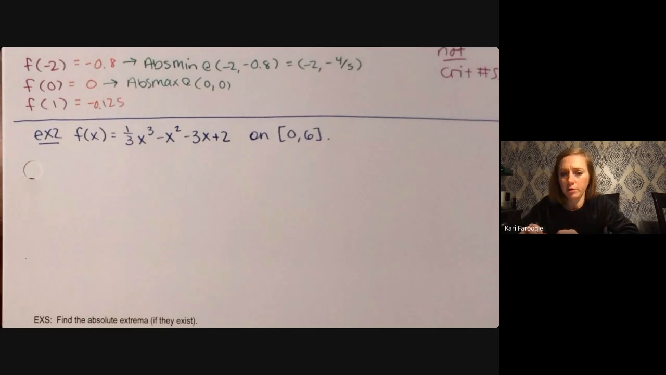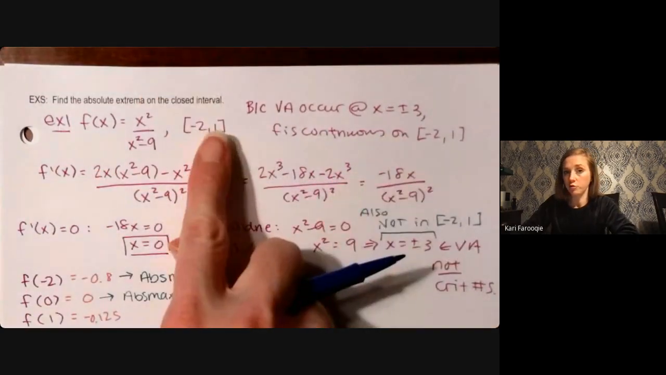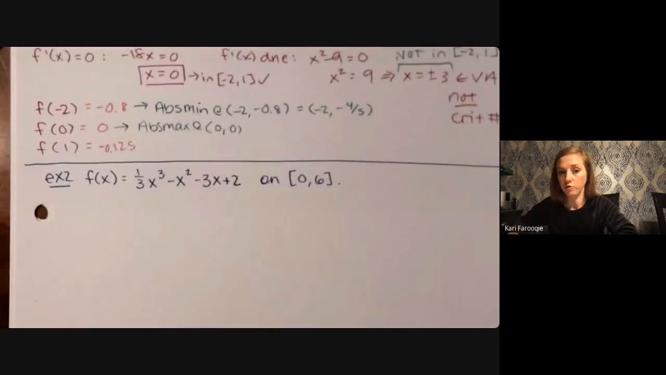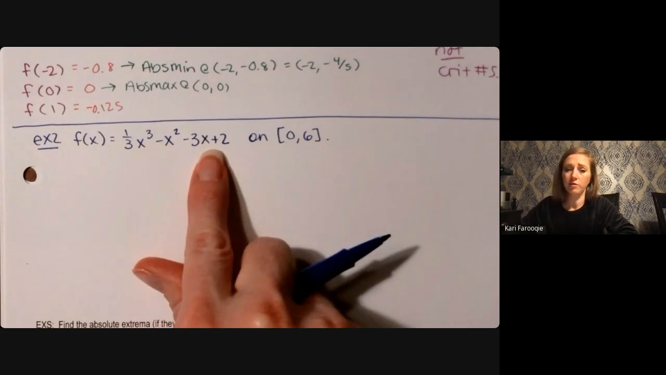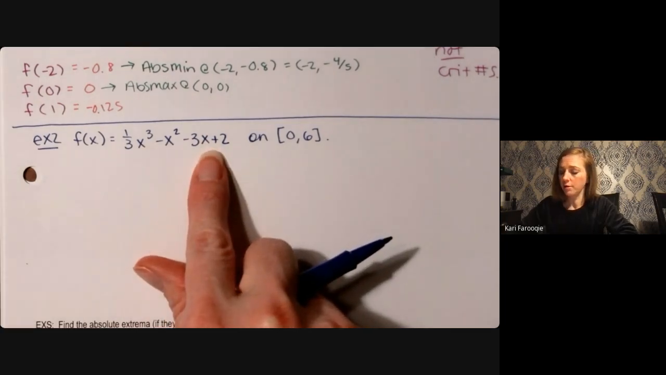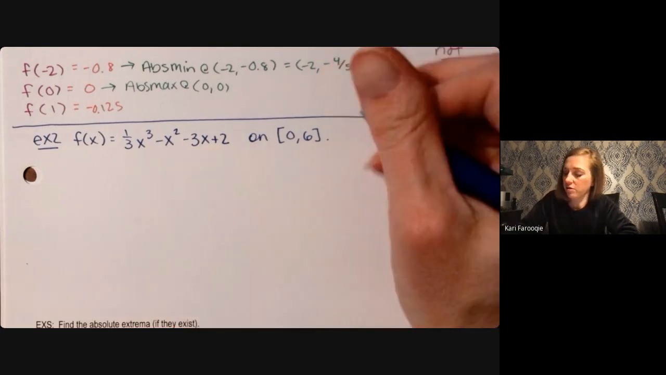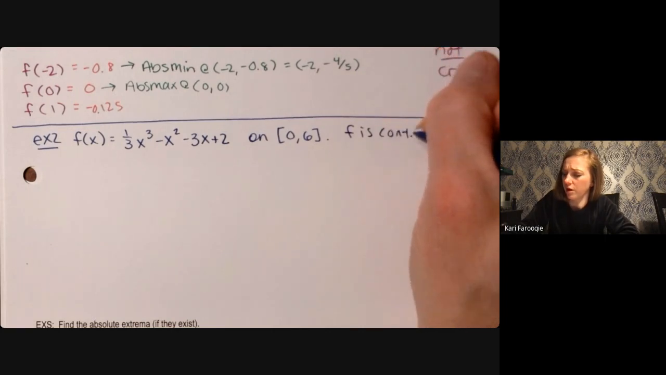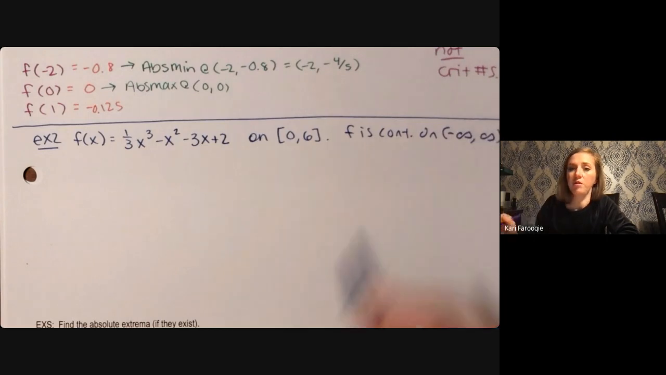One thing you might want to notice, and we did this for the first function, was we talked about the continuity of the function on the interval. We cannot use this if the function's not continuous on the interval. But example 2 contains a polynomial function. We're not dividing by 0 anywhere. We're not taking the square root of a negative number. We would say that this function is continuous for all real numbers. f is continuous on the interval from negative infinity to positive infinity.